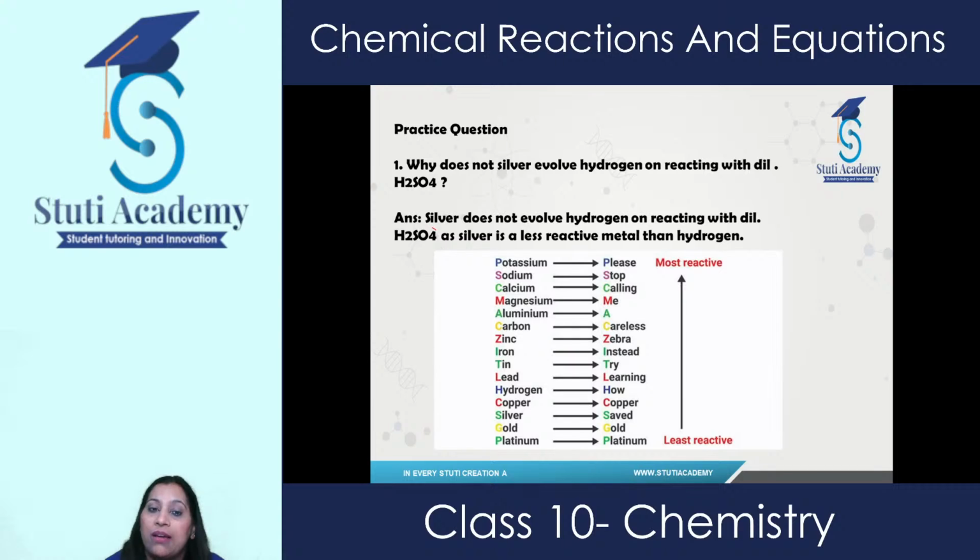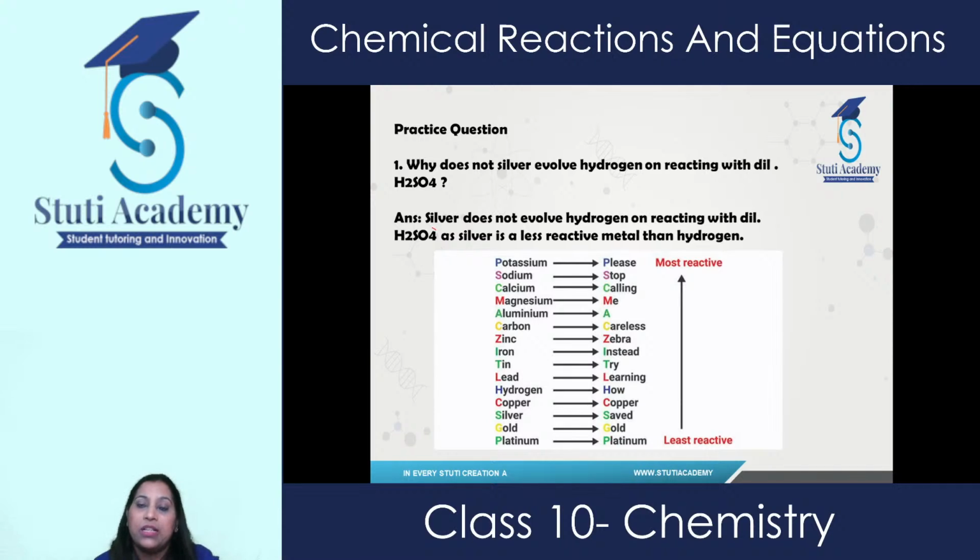As you can see here, this is the reactivity series. Children, you need to learn this reactivity series. And if you face any problem in learning it, there's a very easy way to learn it. Please stop calling me a careless zebra. Instead, try learning how copper saved gold, platinum. If you learn this, you can easily learn this reactivity series.